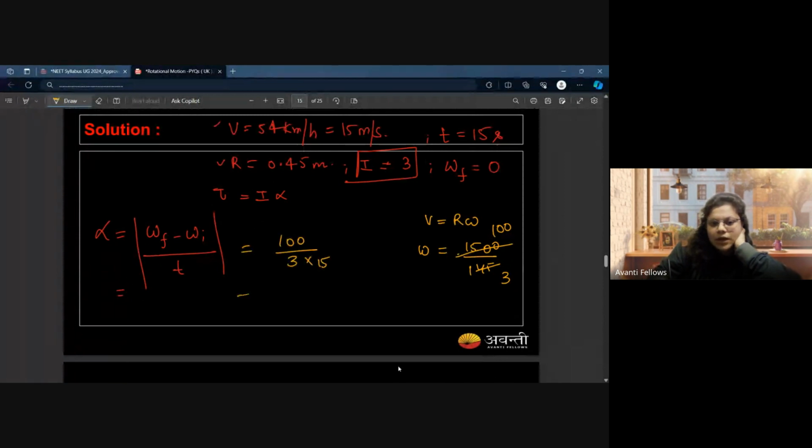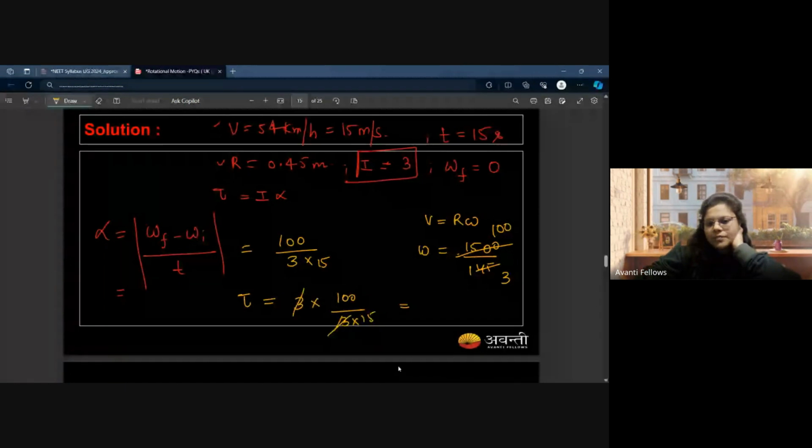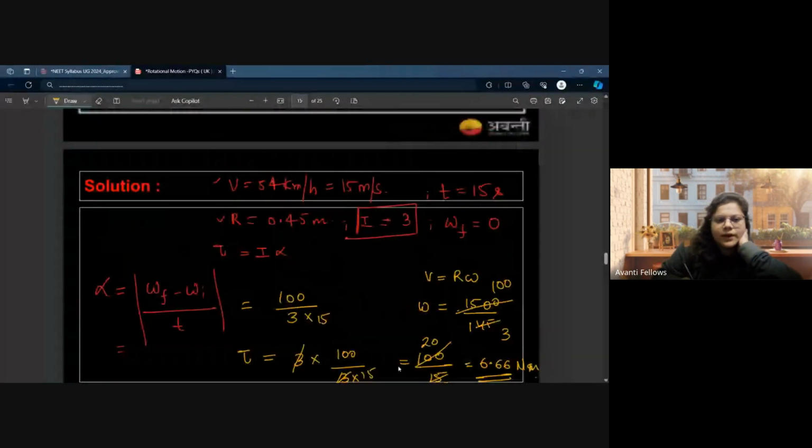And just calculate the torque. So torque would be inertia is 3, alpha is 100 by 3 into 15. We will cancel out 3 by 3 and we are left with 100 by 15. It would be 6.66 kilogram meter square radian per second, or you can say R cross F, it is Newton per meter, right? 66.66. Yes, sir. That one is correct.